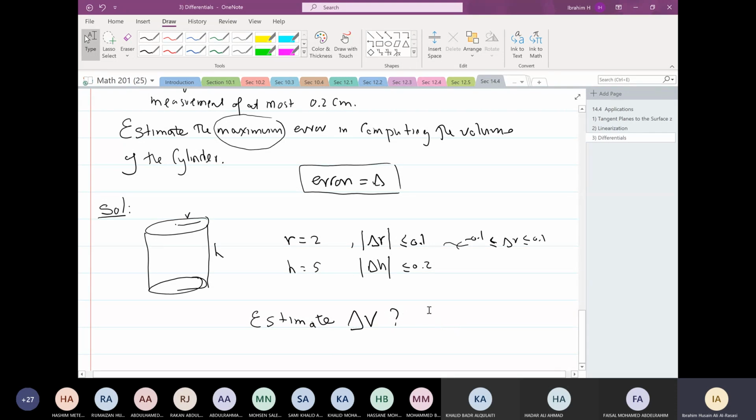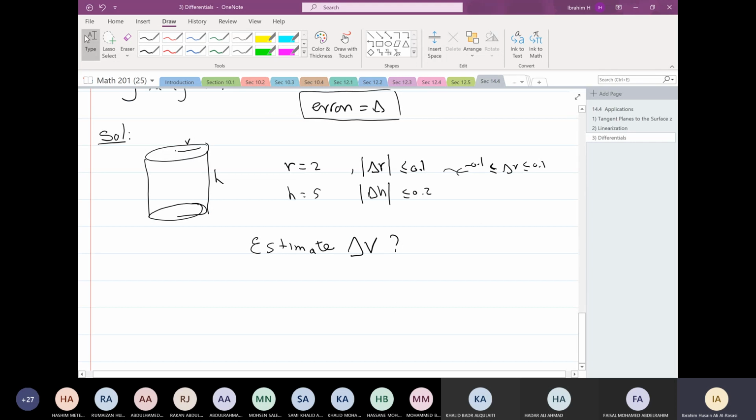Now, if I want to find a brief solution, how to estimate delta V? Do I have a formula for it or not? What is the formula that I should use?